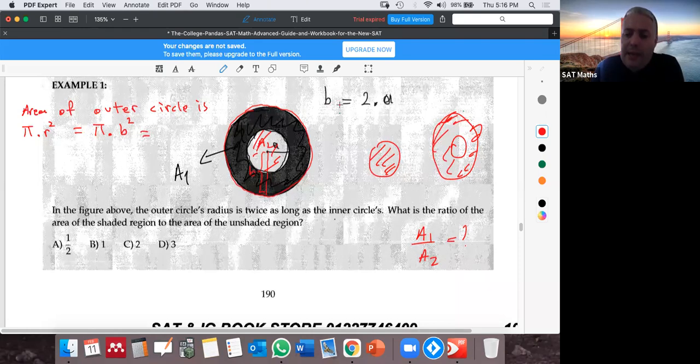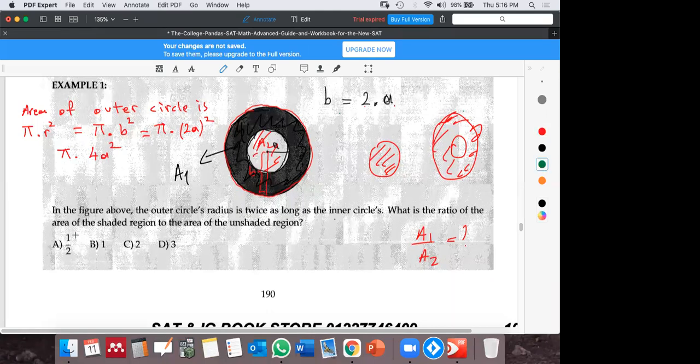And then one more step. What is B? B is 2 times A. B is 2 times A. So what will be B to the power of 2? It will be 2 times A to the power of 2. So it will be pi times 4A squared. Any questions for this? No.